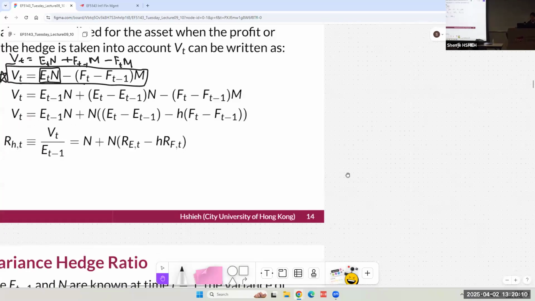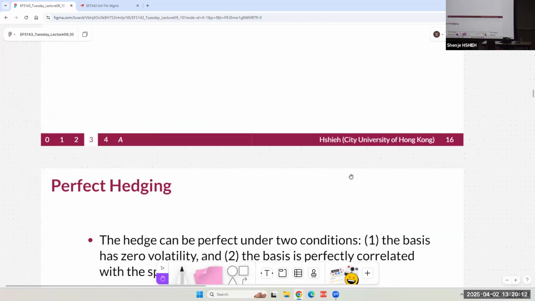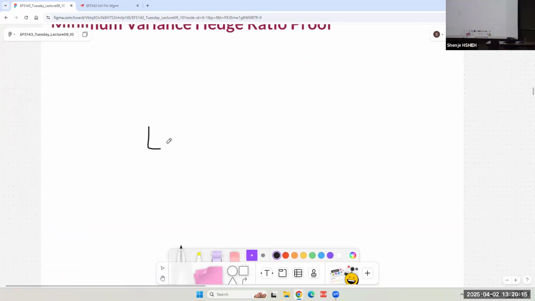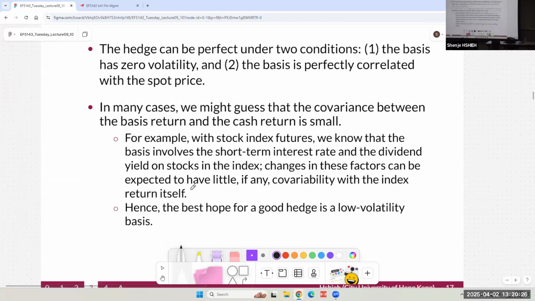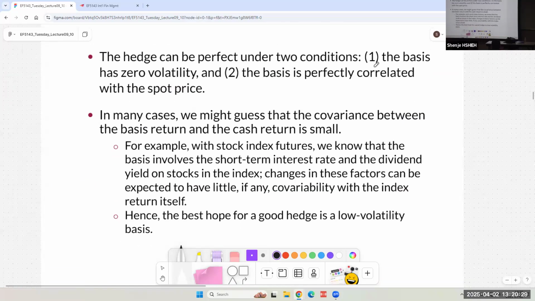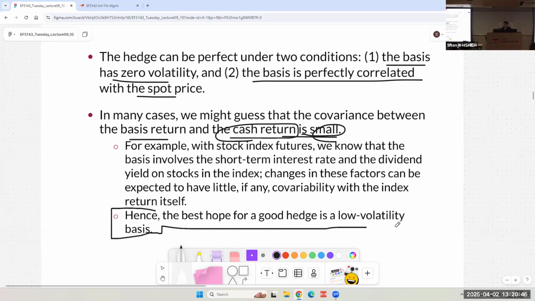All right, let's move back. This is left as an exercise. It's quite tedious, but not important. My takeaway here is that there are two conditions to think about: the basis has zero volatility, or the basis is perfectly correlated to the spot price. And as you can imagine, there seems to be very little correlation between basis return and the underlying cash return in reality. So your best bet, therefore, is a low volatility basis.